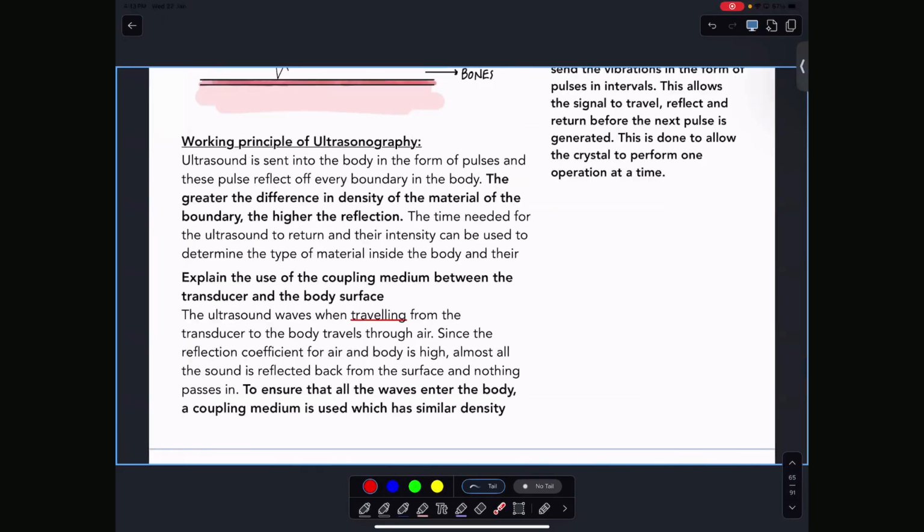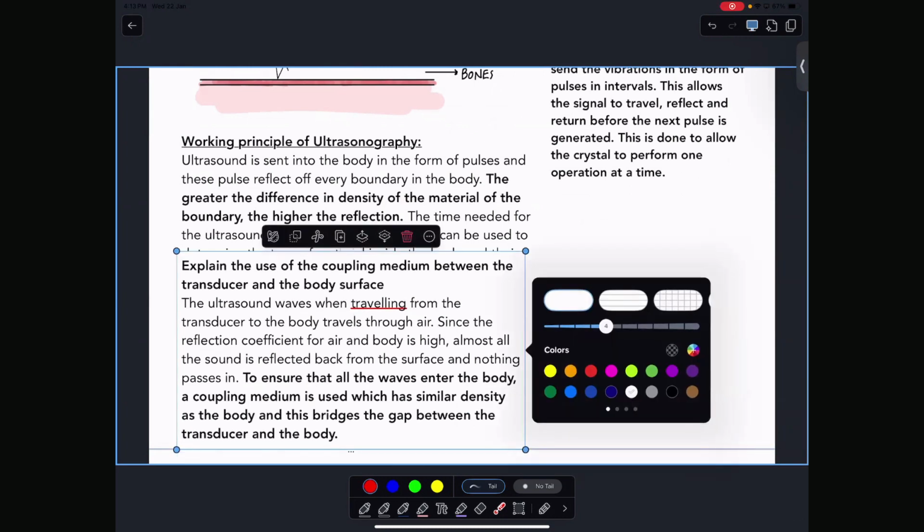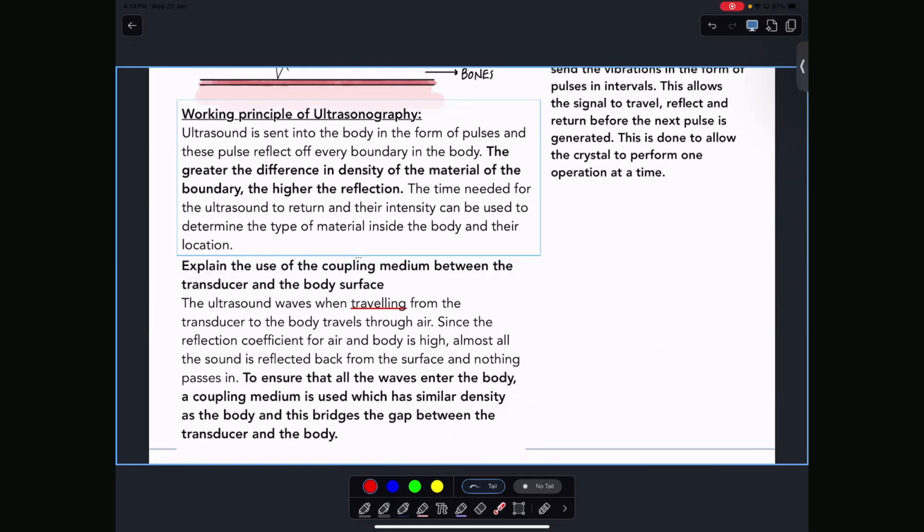So working principle of ultrasonography. I think I told you last class that এটা হচ্ছে 8 marks একটা question থাকে তোমাদের. So this is the one. Okay, we'll see the answer right now.